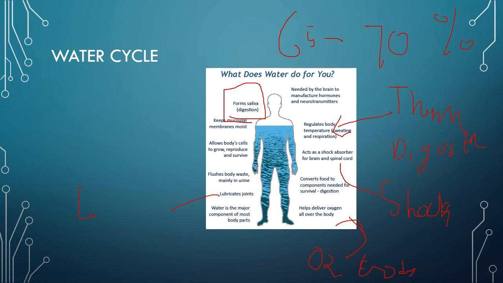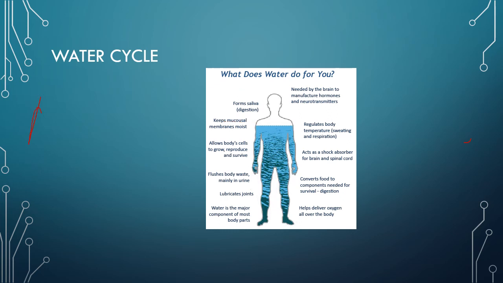It lubricates the joints. It flushes the body waste. So frequent urination leads to elimination of certain body waste from our body. And it keeps the mucosal membrane moist and hydrated. Your skin needs to be moist and hydrated. There are different types of skin, dry skin, wet skin, combination skin. If your skin becomes too dry, it cracks. In winters, you would have seen that you usually apply Vaseline and all. Why so? Because there are cracks in your skin. It is due to dehydration, due to less water and moisture. So having water keeps it moist. That is the role of the water cycle in our body.